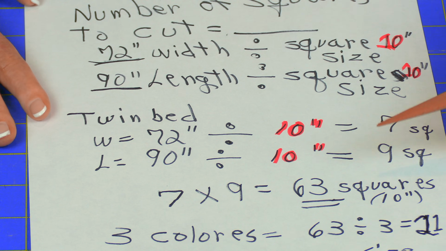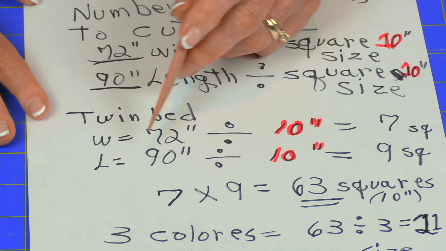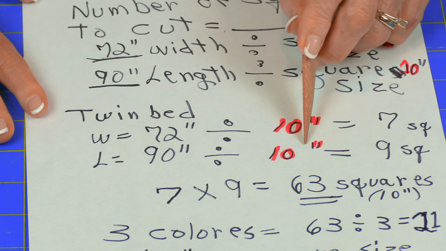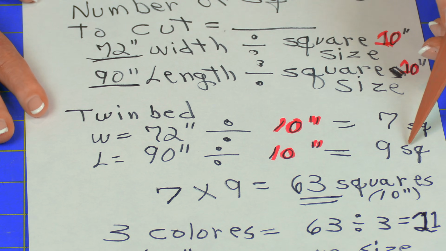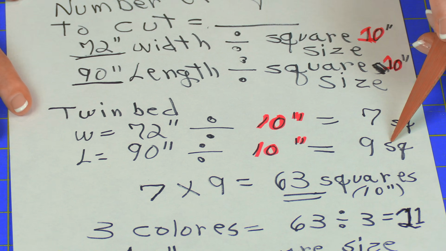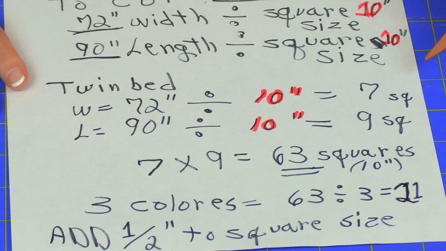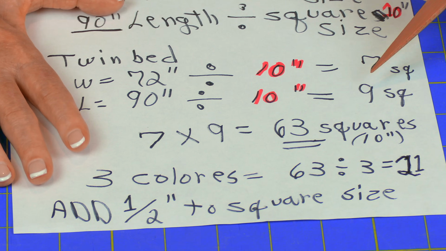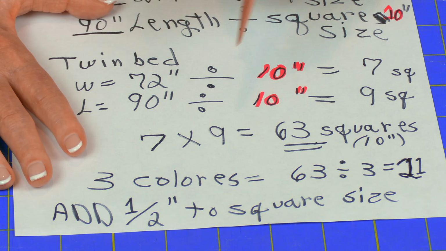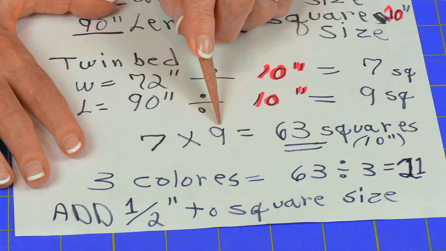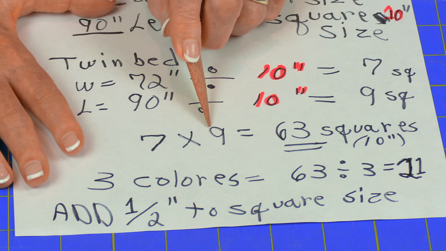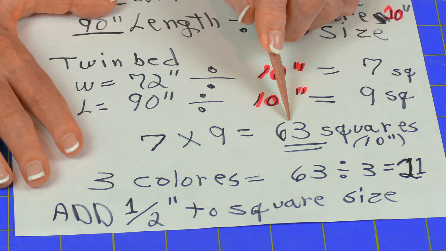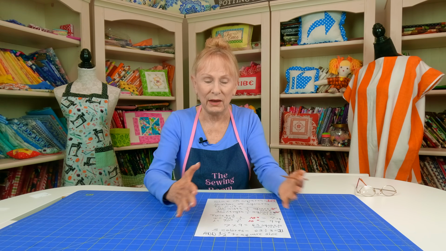Now, how many rows of 10-inch squares? So take the length, divide it by 10, and I'm going to need 9 rows, 7 across and 9 down. So take these two numbers, 7 and 9, multiply them together. 7 times 9 is 63 squares that you're going to need total to stitch together to cover this quilt.